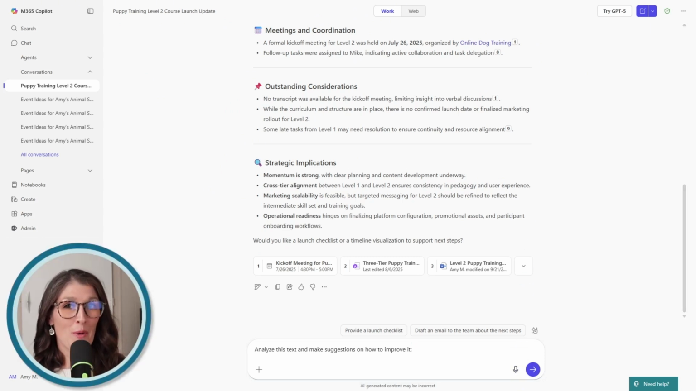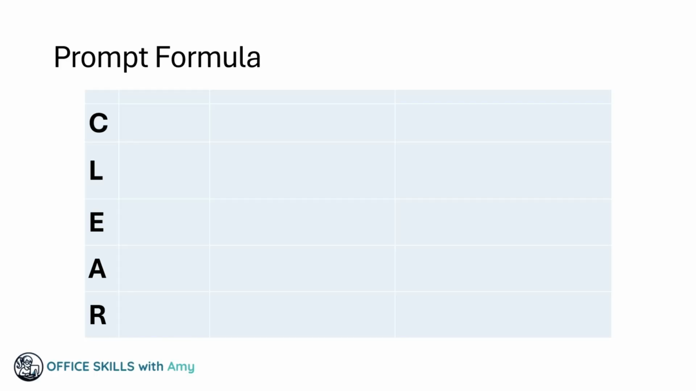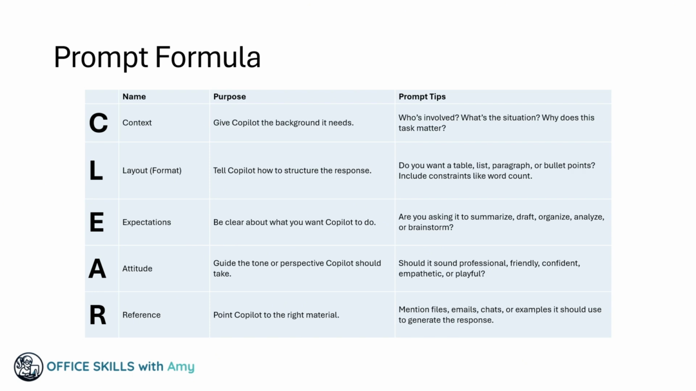But simply knowing these prompts doesn't help you understand what creates an effective prompt. Let's now take a look at my prompt formula. When we talk about prompts, we can think garbage in equals garbage out. So it's important to craft your prompts effectively. And I've created the clear formula to help you remember all of the key components. So with this, we want to ensure that we add context, a layout, we set the expectations, define the attitude, and include reference materials as needed.